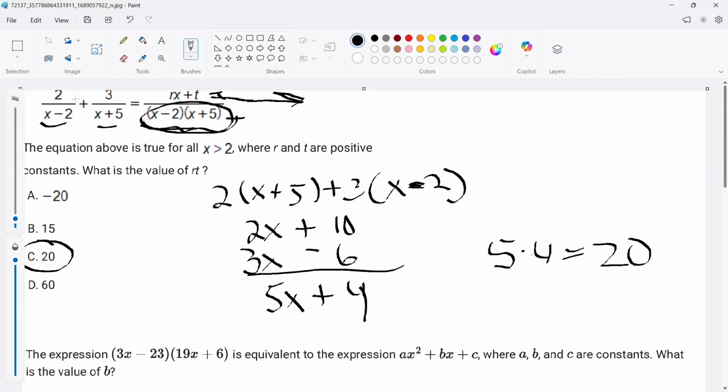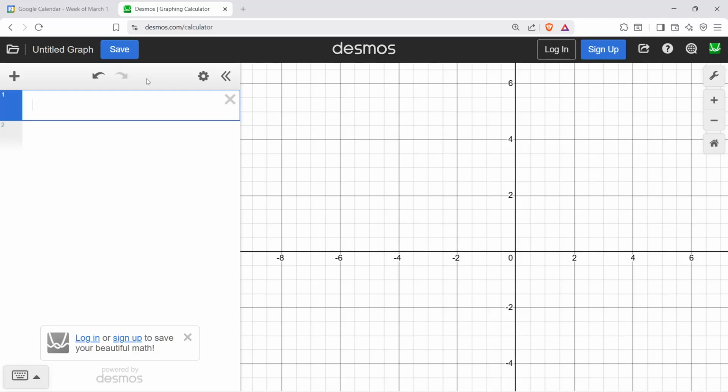Hold on, I'm getting lost. Okay, 2 over x minus 2. So I'm going to put, I always do the fraction first, 2. And I'm going to put x1 minus 2. And then plus, and it's 3. I'll do the fraction first, 3 over x1 plus 5.